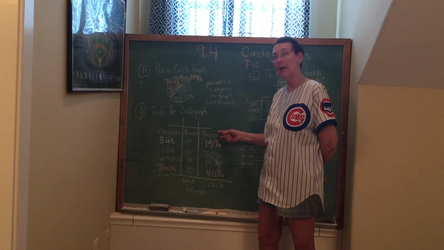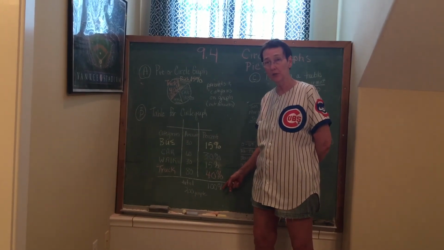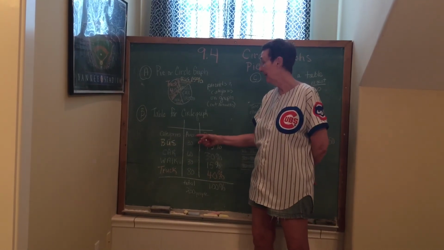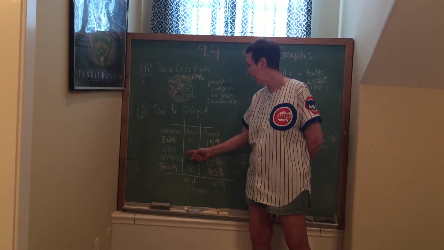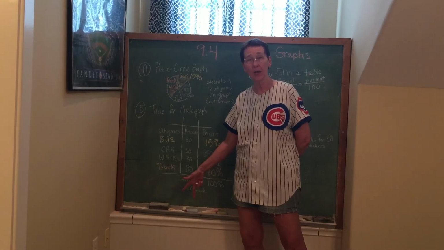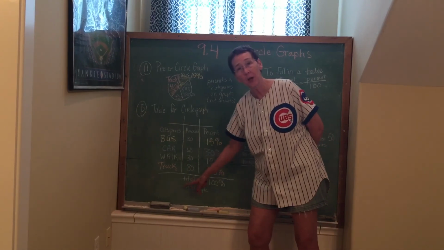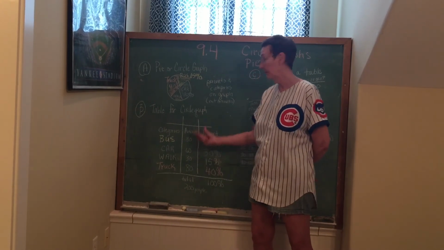Now please notice that your percentages are always going to add up to 100, okay? And then the amount for each of these categories should add up to the total amount of people that you surveyed or that you're talking about in the survey. So these totals down here at the bottom are really important for you to be able to fill in the chart.